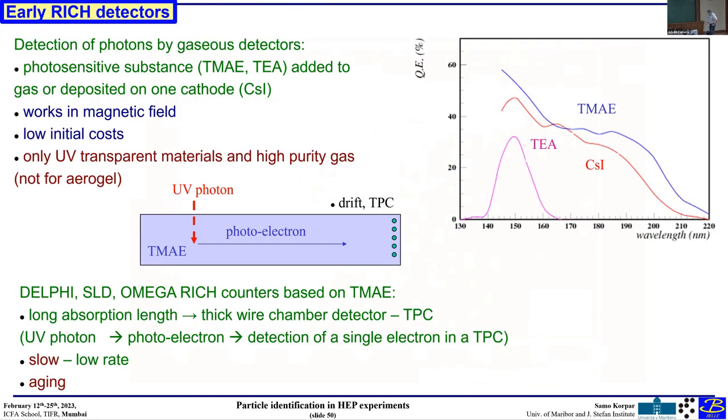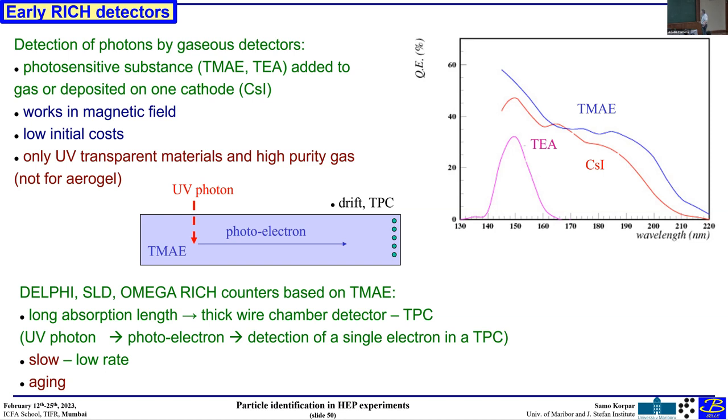Now, for a different type of implementation of these techniques, the early RICH detectors were actually using gaseous detectors. This was used for many purposes in high energy physics. By adding vapors of a photosensitive material to the gaseous detector, like tetrakis dimethylaminoethylene, TMAE, which has a low enough threshold for photon emission, and the other one is triethylamine, TEA. Okay, it needed some time to remember, but anyway, it's not important.